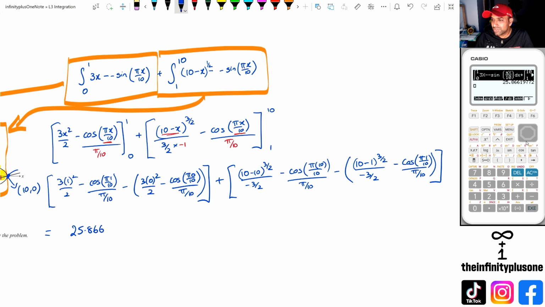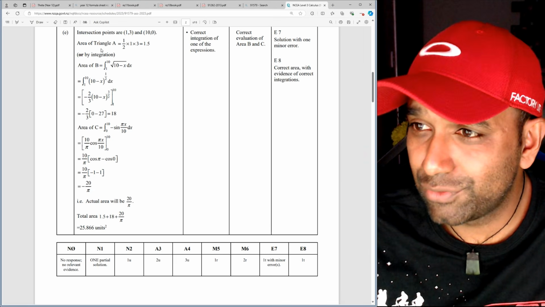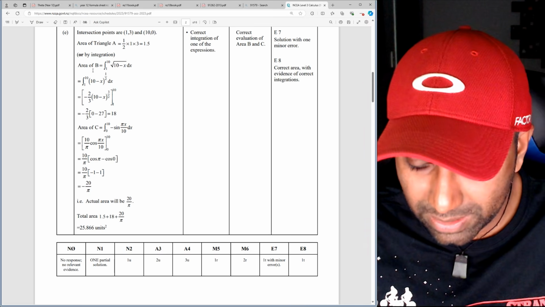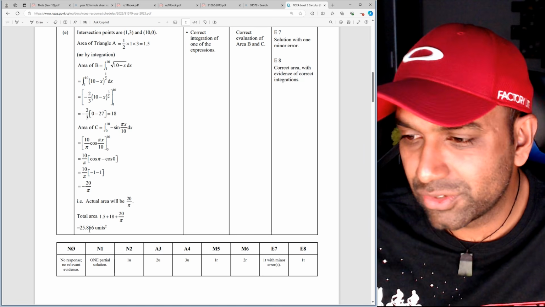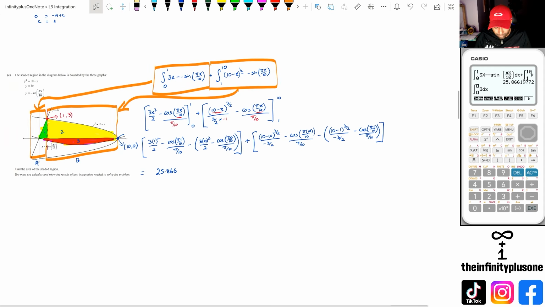So basically I used the option and integral function, this one here, and I literally just put our two equations together. If you look at the actual answer schedule, they've done it differently. They did the area of the triangle, then the area of B, the zones we were talking about, and then added it all together to get 25.866. The way I did it is top minus bottom. They did the whole green, yellow, red, three separate things. Two ways of doing this, still ending up with the same answer.